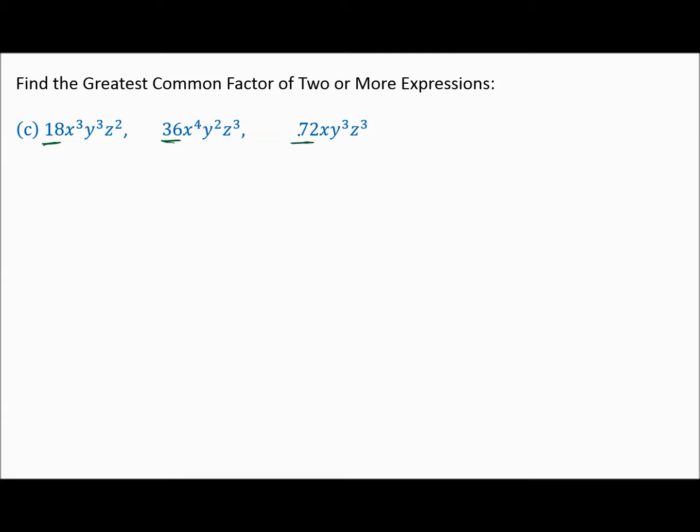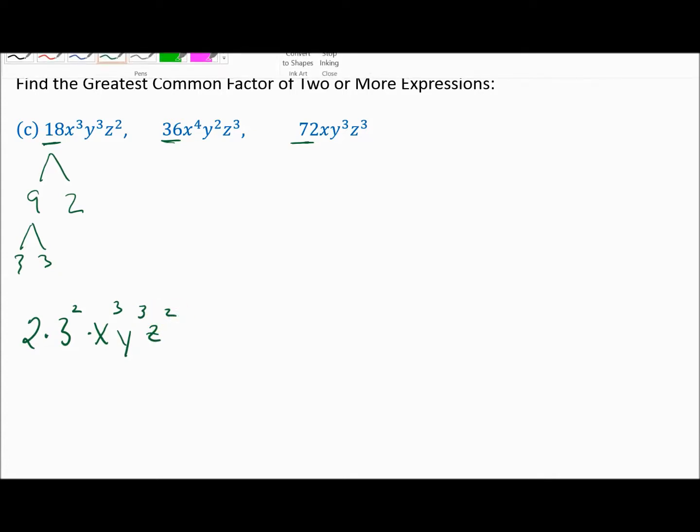Or we can break it down. And then we'll look at our x's and do the same thing, our y's and our z's. But let's look at 18. Let's break it down into prime factors, just in case you didn't see that 18 divided into all 3 of those. So that's 9 times 2, which is 3 times 3. So we get 2 times 3 squared times x to the third, y to the third, z to the second.